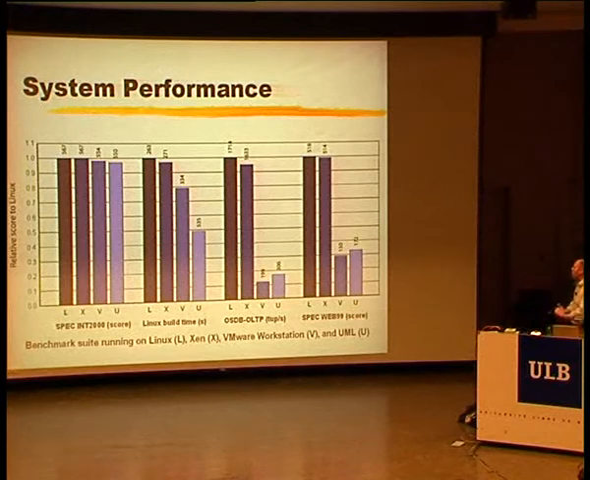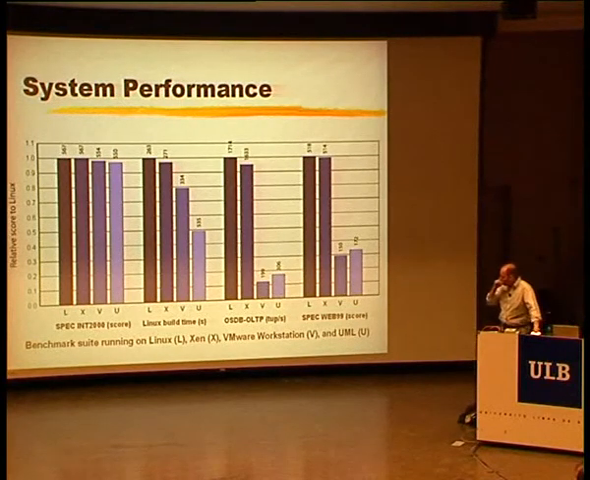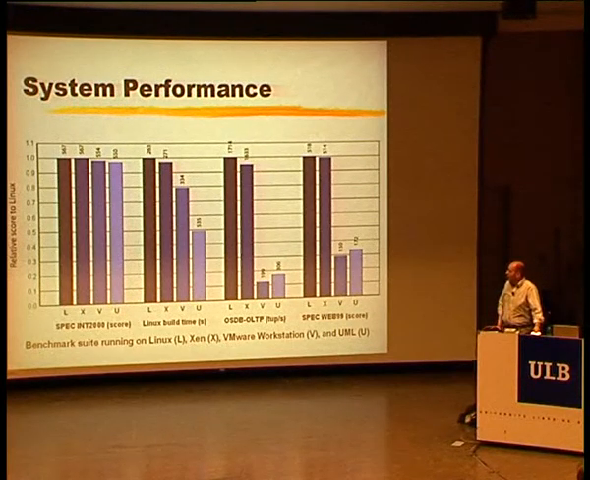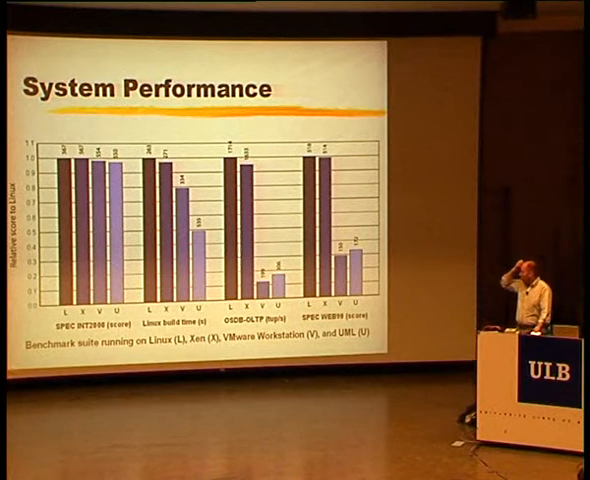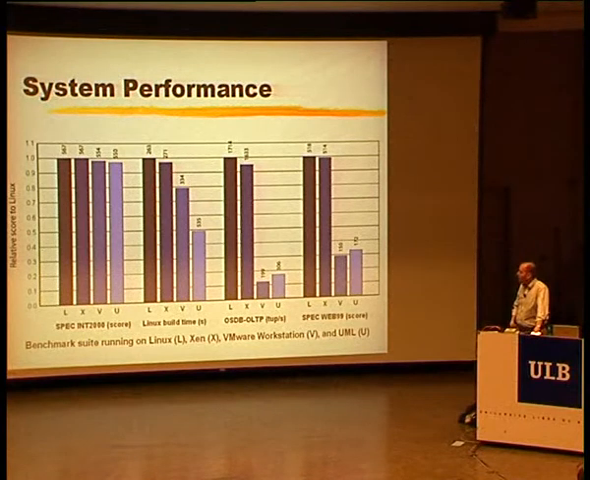So just to run through a few performance figures. Four different benchmarks representing the four different clusters. The bar on the very left, the darkest bar in each cluster, that's the native performance of Linux running on the bare metal. And then the bar next to it is the performance of Linux running over Xen on the same machine.